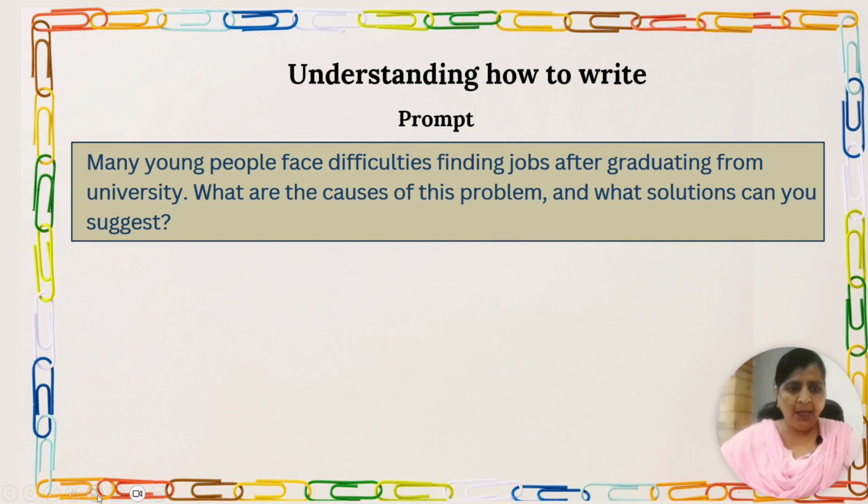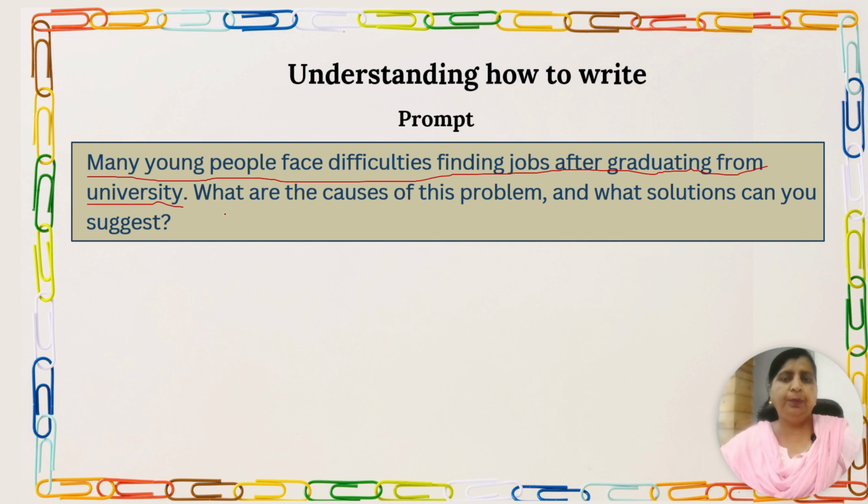Let me highlight it to you. Please note that this is a statement. In this, there is no problem presented to you. There is no solution presented to you. It's a simple statement that young people face difficulties in finding jobs after graduating from a university. It's a general statement. Now, the question that follows is the task assigned to you.